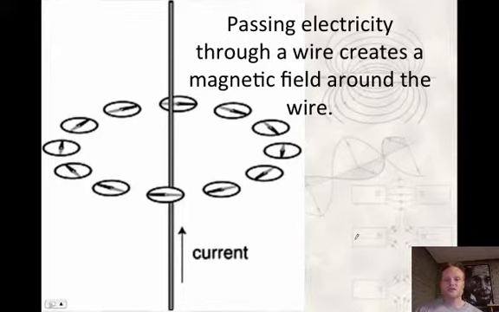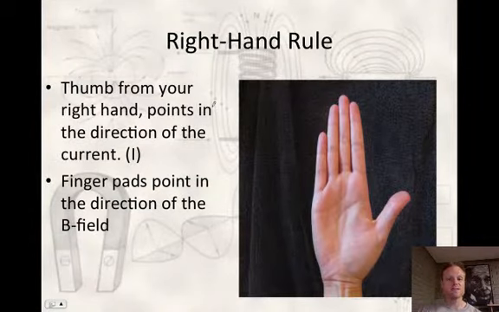So passing electricity through a wire creates a magnetic field around the wire. Although this picture may look a little confusing at first, the current is running from the bottom of the page to the top of the page, and these are compasses at various points around the wire. You'll notice the needle points a different direction at different spots around this wire, indicating the direction of the magnetic field. So this is what is really important for us to understand.